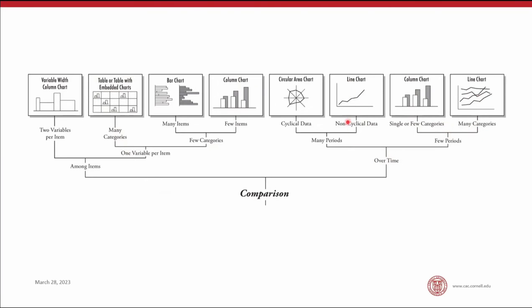I'm sorry, that's over here. We used a single line to show that, and then we added more categories, and we had a line chart with multiple lines in it. And finally, we had cyclical data, and we showed it with the circular area chart.